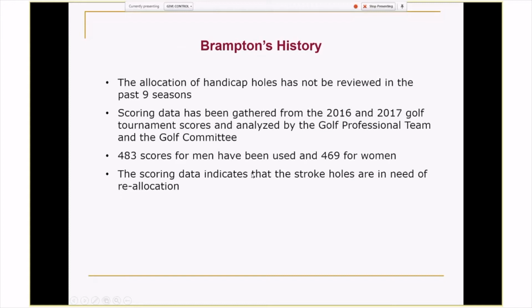Brampton's history, I guess I covered off a little bit of that as far as the lack of review that we've had. Scoring data again was 2016-2017 tournament scores. You'll see that we had 483 scores for men and 469 scores for our ladies. The scoring data indicates that the stroke holes were in need of reallocation.